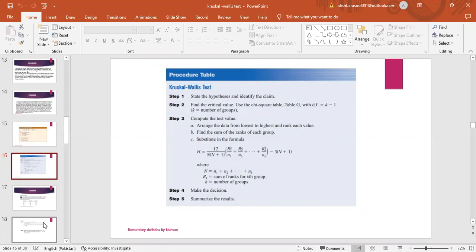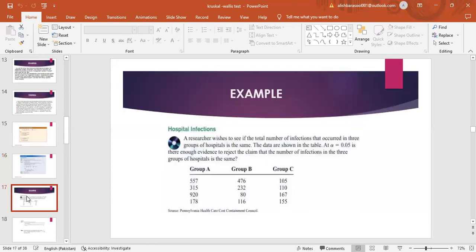Then you have to substitute this in the formula. The formula which was shown previously is given as follows, where N is equal to n1 plus n2 up to nk, Rk is equal to the sum of ranks for the kth group, and k is equal to the number of groups. Step 4 is making the decision, and step 5 is to summarize the results.